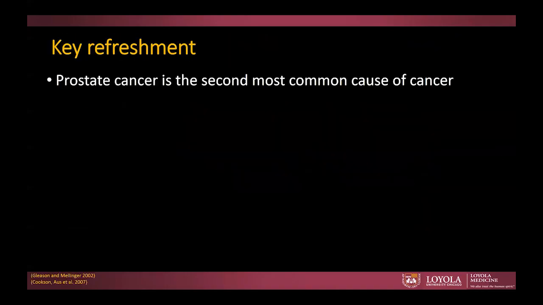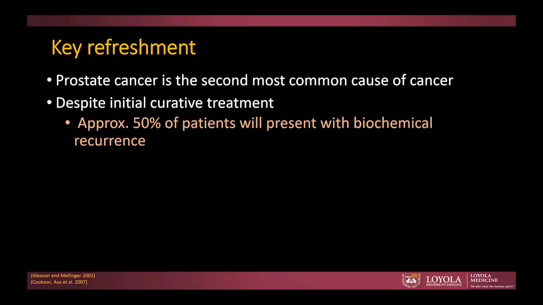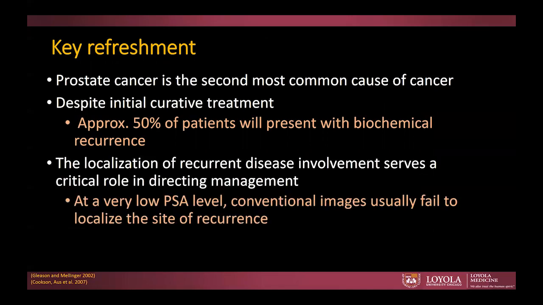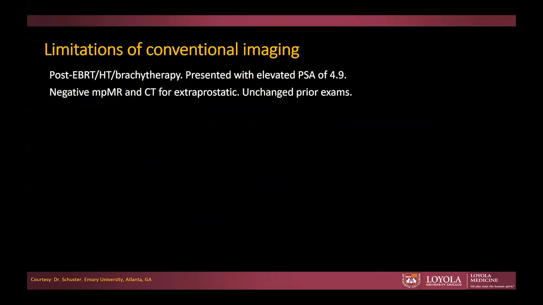So prostate cancer is the second most common cause of cancer. It is important to understand that 50% of the patients that will be treated for prostate cancer will present with biochemical recurrence. The localization of disease is very important for management, but conventional images in a setting of low PSA level will be usually negative. So let me show you an example.